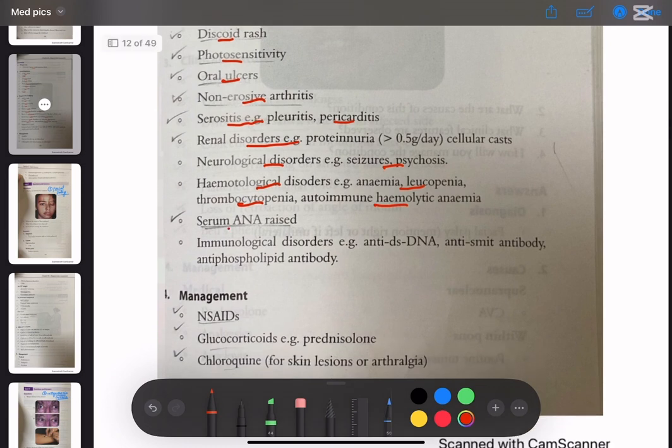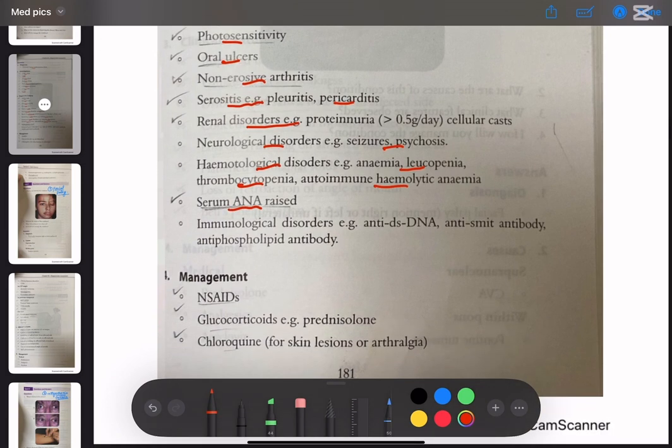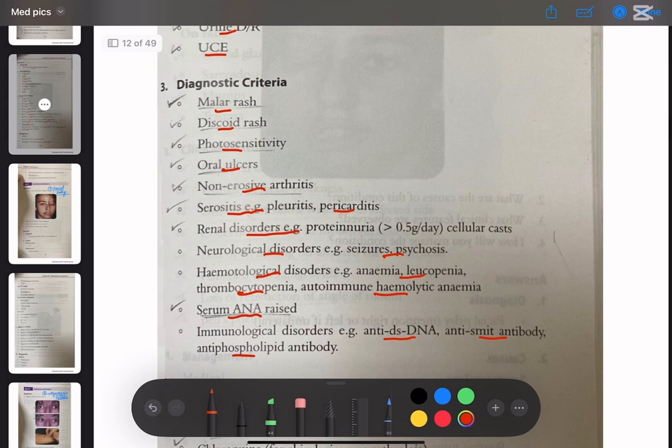Serum ANA is raised. Immunological disorders, for example, anti-dsDNA, anti-Smith antibody, anti-phospholipid antibody. These are the diagnostic criteria. This is very important. You should remember this, that in SLE, these are the things which are present.